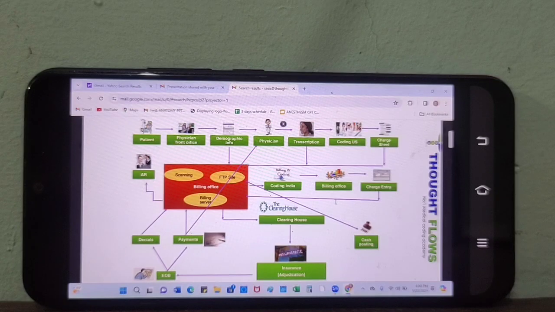Suppose there is no error, but they are rejecting the chart. The service is also covered under the policy. No CPT error, no ICD error, there is no error, but the insurance company denied the chart. In that case, those types of claims are transferred to the AR department, account receivable. AR means account receivable. I think everybody knows the AR column.